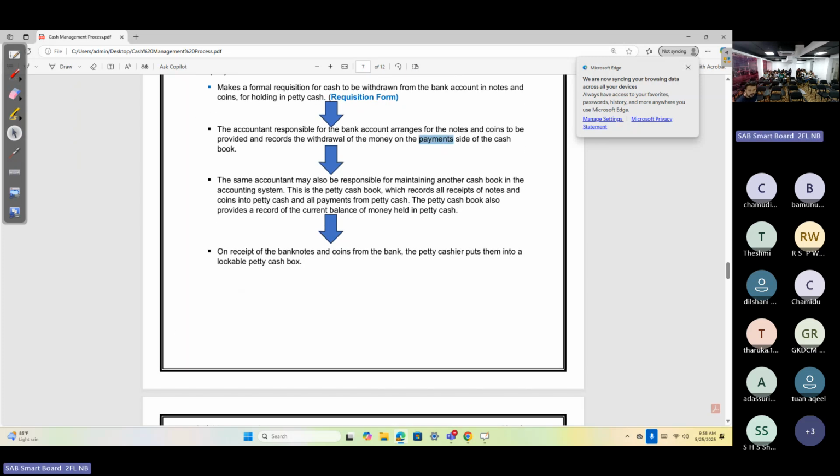On receipt of bank notes and coins from the bank, the petty cashier puts them into a lockable petty cash box. Recording of petty cash expenses depends on the organization. Sometimes they may record at the end of the month, sometimes then and there, or on a daily basis, depending on the case. The final objective is that by the end of the month all the records must be available.